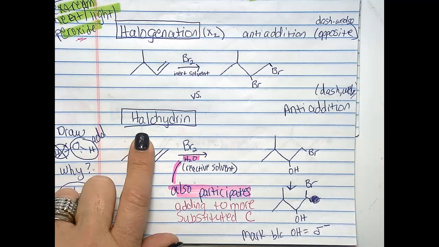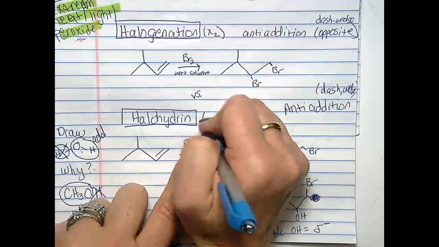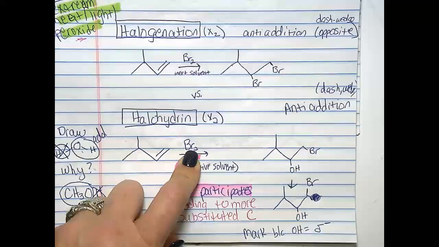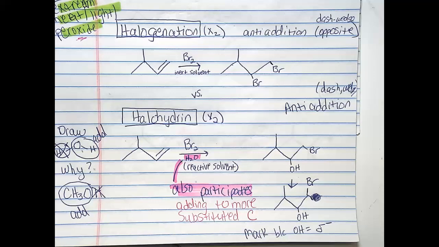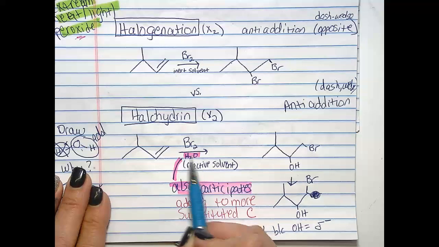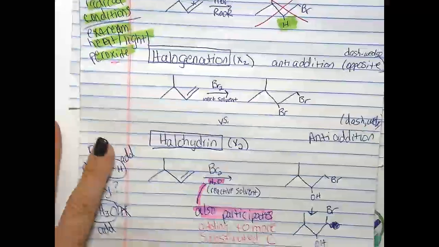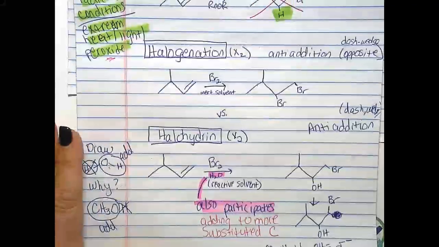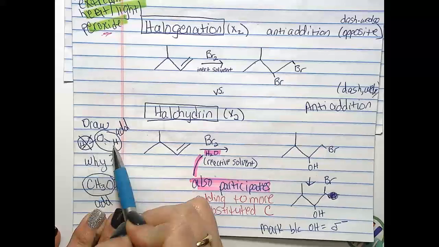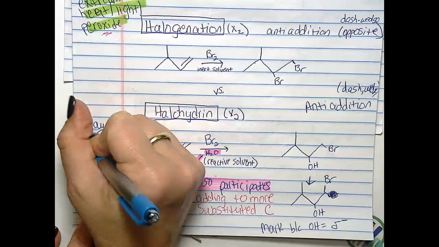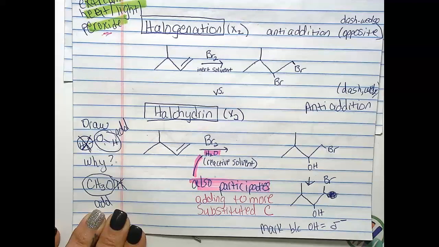In halohydrin, we still get our diatomic halogen, but now we have some sort of reactive or active solvent that does participate in the reaction. Most of the time, it's going to be water, but not all of the time. So I want you to think about water, instead of being H2O, draw it like HOH. Get rid of one hydrogen and attach the rest.